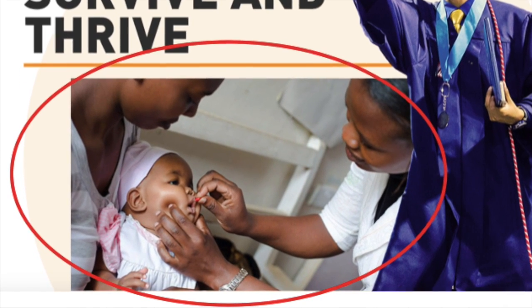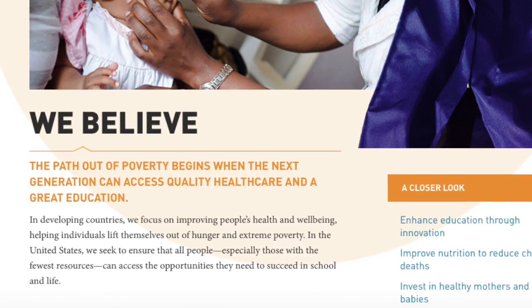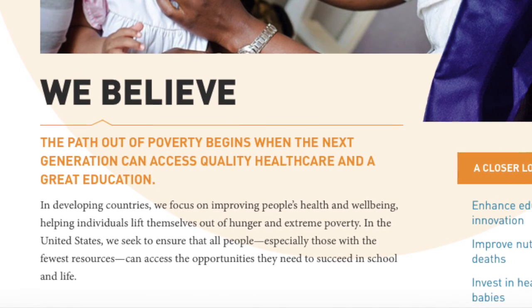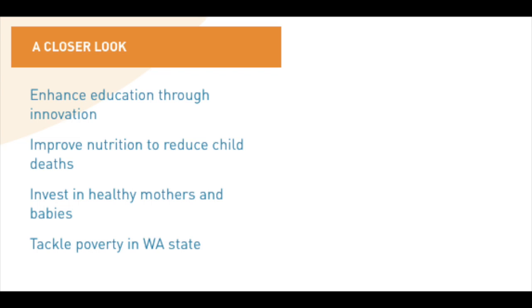Similarly, stylistic functions are used to create interest with images. They establish credibility through the choice of fonts, which are neat and conservative, and they signal emphasis through the use of color. We can use Petelin's plain language framework to analyze the readability and effectiveness of this website. Petelin says that the key principle of plain language is that the reader can use the document for its intended purpose.